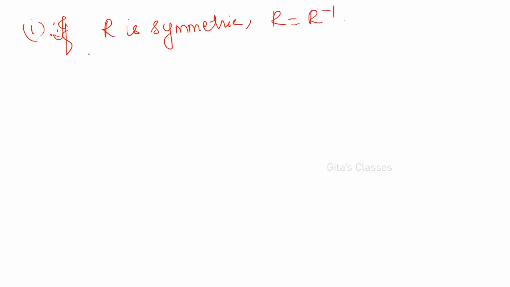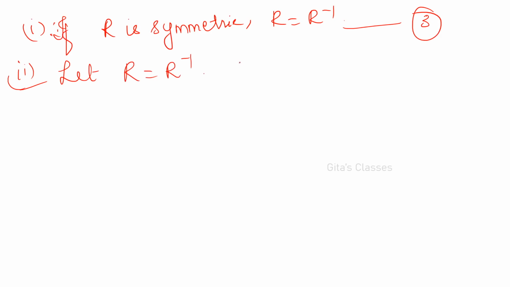Okay, let this be equation number 3. We'll write again: if R is symmetric, that is the first part we have proved. Therefore, if R is symmetric, R is equal to R inverse. Let this be equation number 3. Now the second part we have to prove. Let R be equal to R inverse, to prove that R is symmetric.